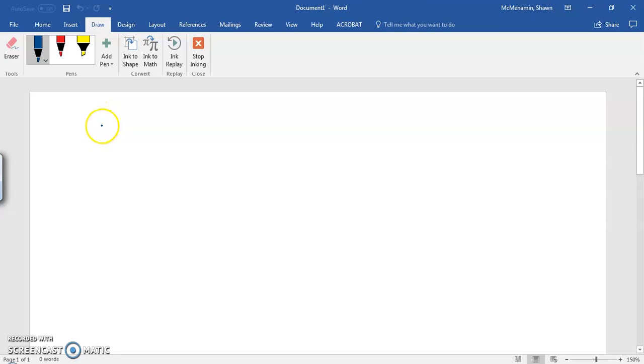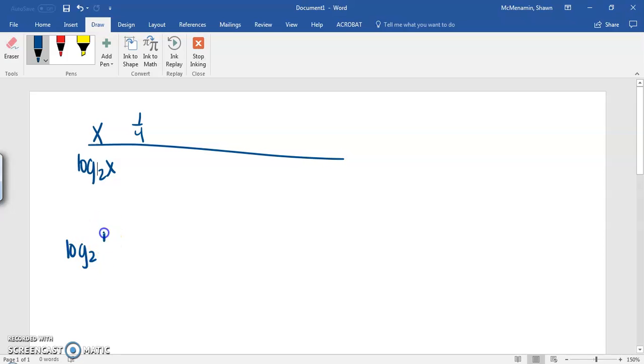So you have x as 1/4, and then log base 2 of x. So you're going to take 1/4 and plug it into x. So you have log base 2 of 1/4. Now you don't know what that equals, so let's say it equals a. And then we're changing this from logarithmic to exponential form, you get 2 to the a equals 1/4.